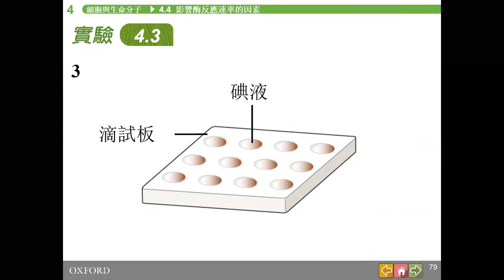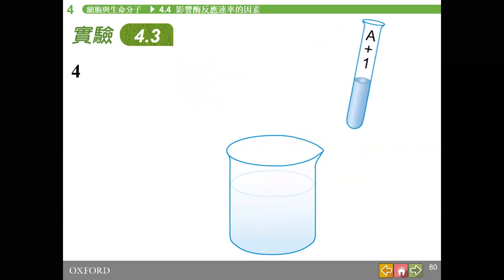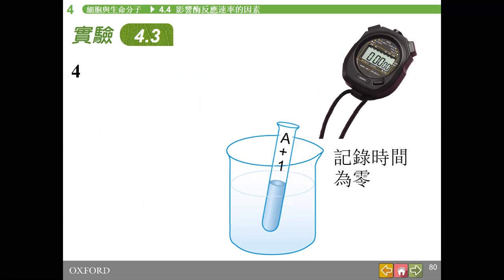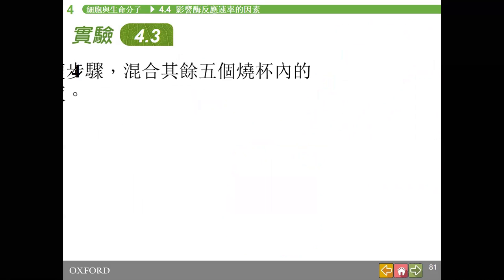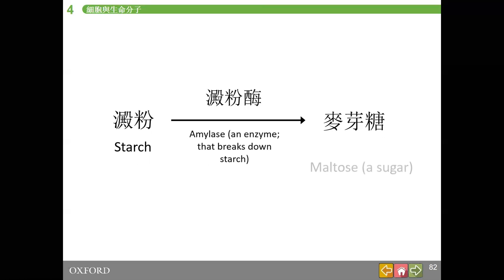So in the plate here, the spot plate, we have so many drops of iodine solution. After mixing amylase and starch solution, we record the time and repeat, also mixing other tubes. So why do we do this experiment to test something?